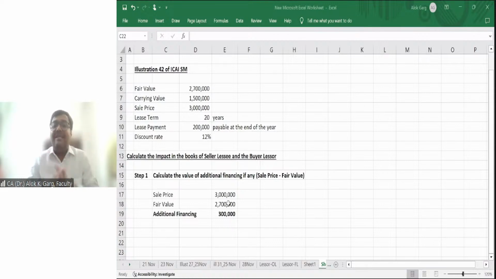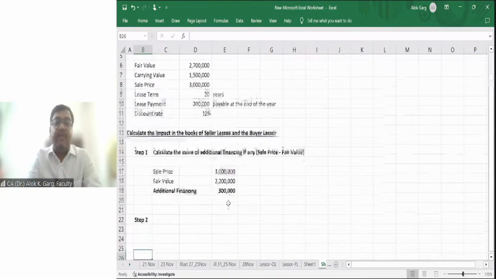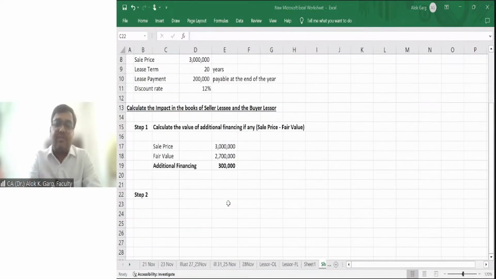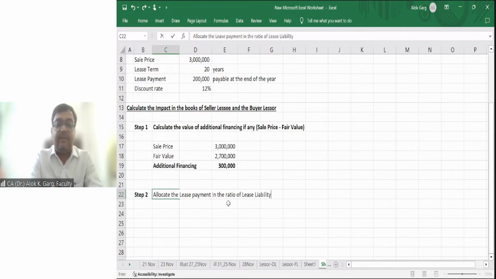So I need to allocate this lease payment in the ratio of lease liability and additional financing. How can I know the lease liability? First of all, I need to compute the present value of future lease payments, which will give me the lease liability, right? So what is my step number two? Step number two is allocate this 2 lakh rupees lease payment in the ratio of lease liability and additional financing, meaning loan.